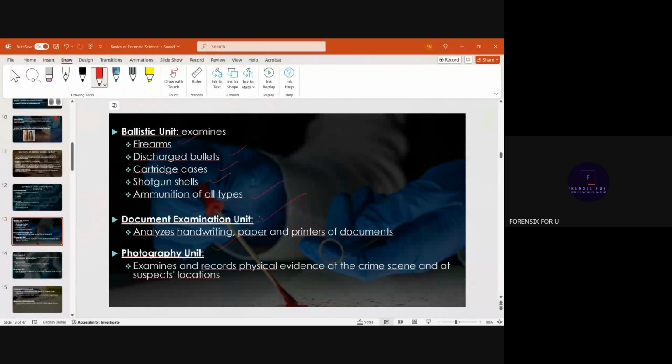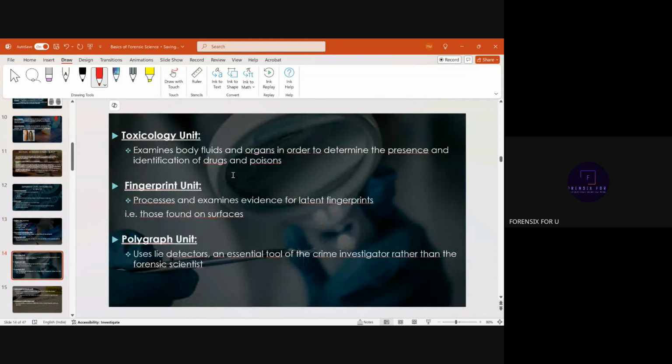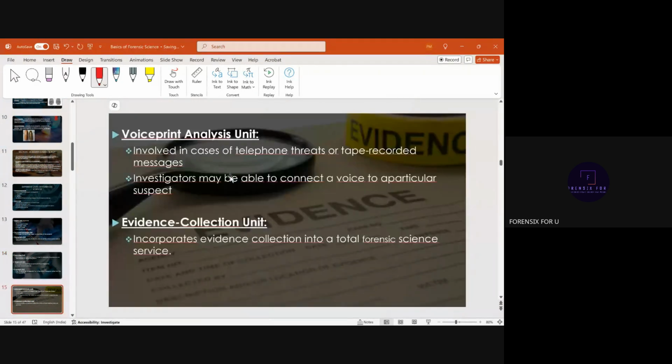We have the photography unit, which deals with crime scene photography and evidence photography. The toxicology division deals with the toxins found in the body of anybody who is dead, to identify whether any external substance was administered to cause the death of that person. There is a fingerprint unit, and a polygraph unit to detect if somebody is lying or not. There is a voice analysis unit, where nowadays deep fake and AI are creating voices of people who have actually not spoken anything on that sample. So we do the voiceprint analysis to identify whether a voice sample actually belongs to a particular individual or not.